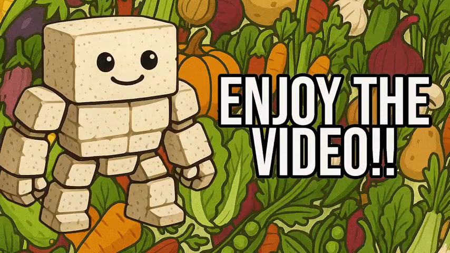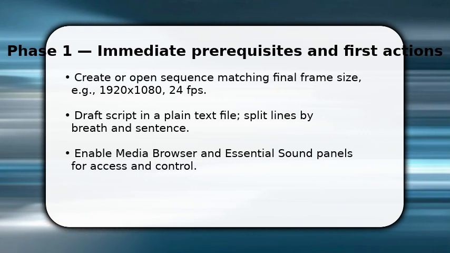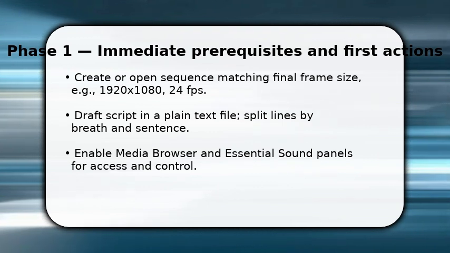Please enjoy the video. You start by getting the project ready. Open your sequence and confirm frame size and frame rate so audio timing stays accurate. Next, paste your script into a plain text file and break lines where you want natural pauses. Once done, make sure the essential sound and text tools are visible in the workspace.